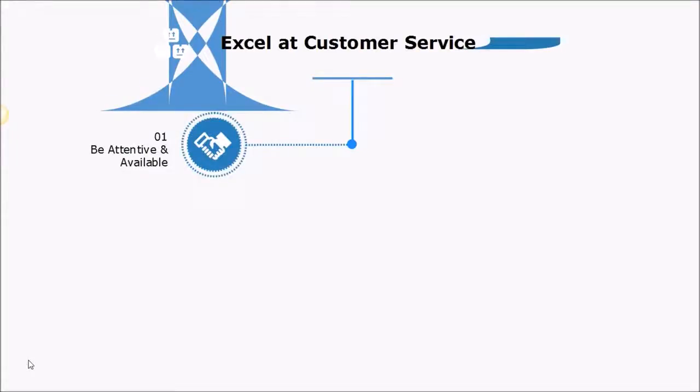You want to make sure that, of course, you excel at customer service. And how can you do that? Number one, you can do it by being attentive and available. Making sure that you're listening to your customer. What are their needs? What do they want? Make sure that you are accessible so that they can speak with you about what their challenges or concerns may be. Number two, you want to have patience. A lot of times when you're dealing with customers, they may not understand what is going on.